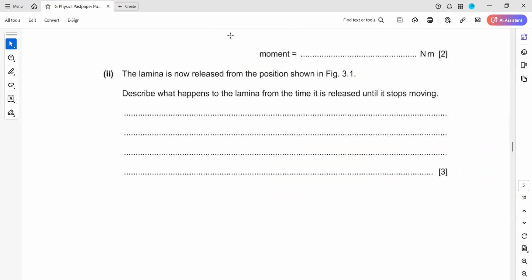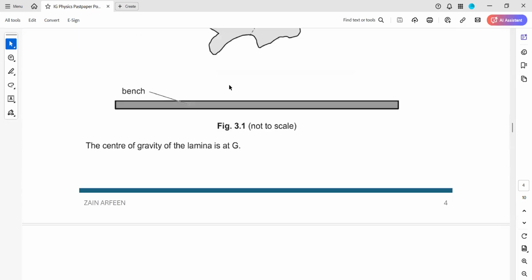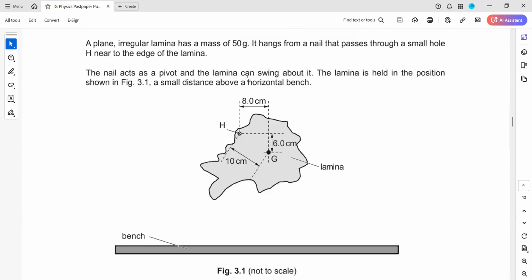The lamina is now released from a position as shown in figure 3.1. Describe what happens to the lamina from the time it is released until it stops moving. The lamina will move clockwise and anti-clockwise. The weight of the lamina will cause a movement, first clockwise and anti-clockwise, and eventually it will stop when the center of gravity is below the pivot. There's no perpendicular distance then.